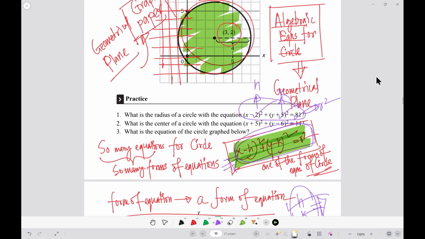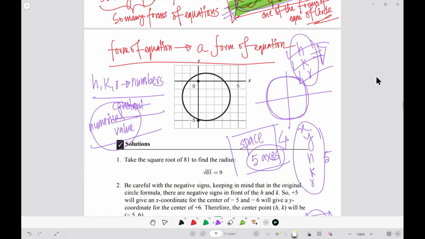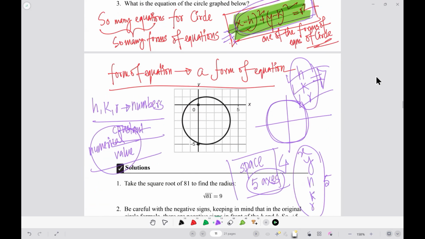Do you understand? These are nothing but some numerical values. Do you have any question? Okay, so this is gonna be our h and k.